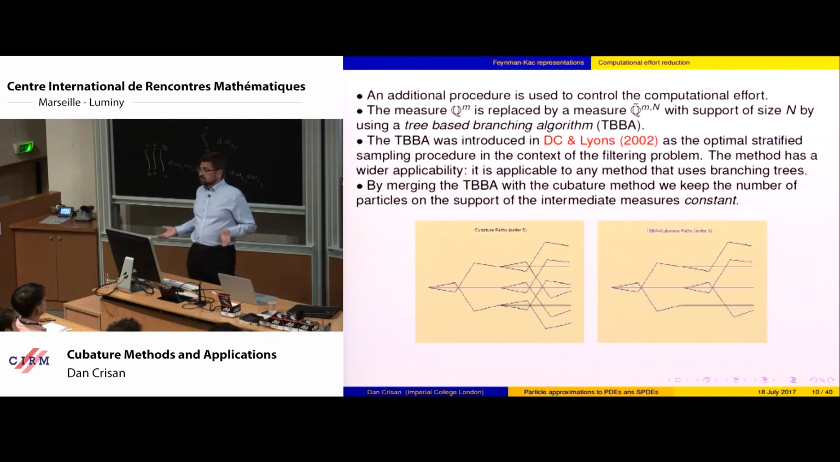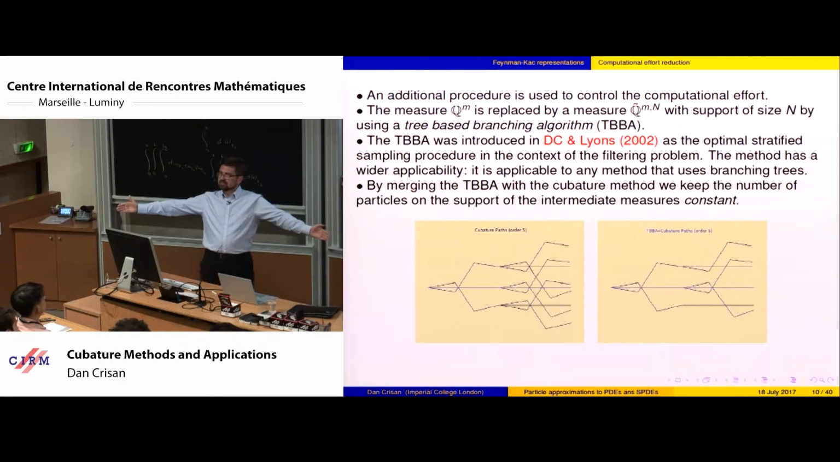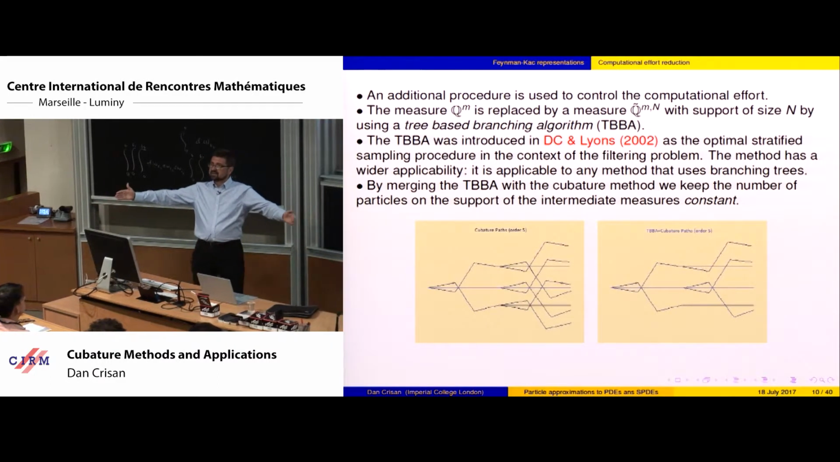And that's bad news, right? Because that means that, you know, if I have a partition which has 20 points, then I end up, if I use a cubature of order 3, with 3 to the power of 20 paths that I have to solve. And that's not something which is feasible.